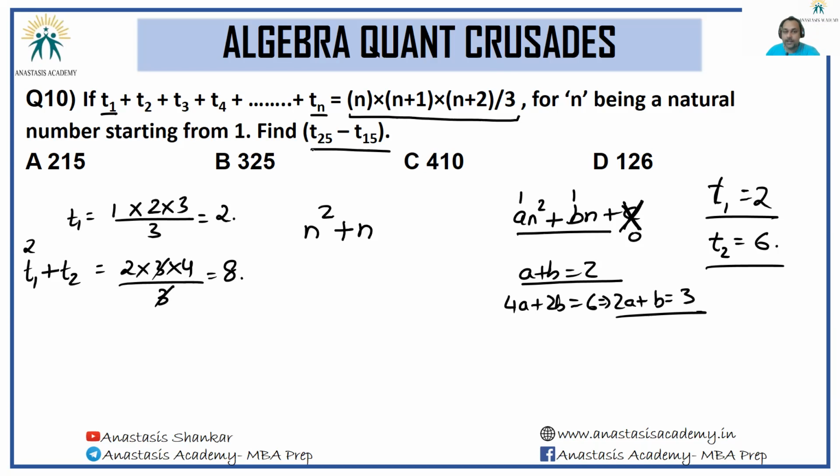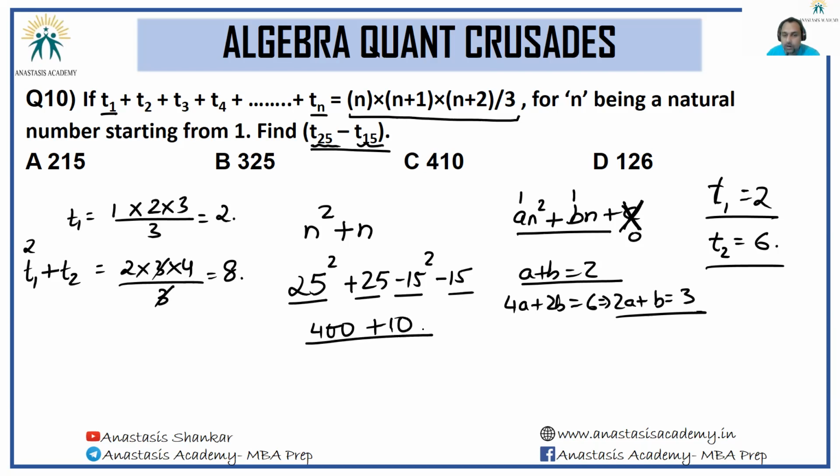This is it. So when they're asking me to find T25 minus T15, what I have to actually find is 25 square plus 25 minus 15 square minus 15. Okay, so 25 square minus 15 square is 400. 25 minus 15 is 10. So altogether, I should be reaching option C.